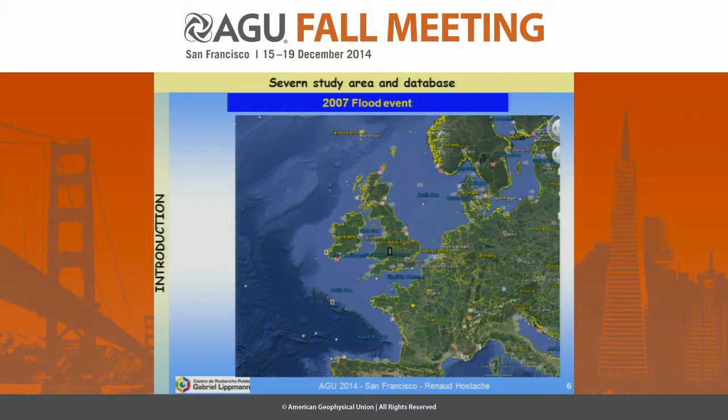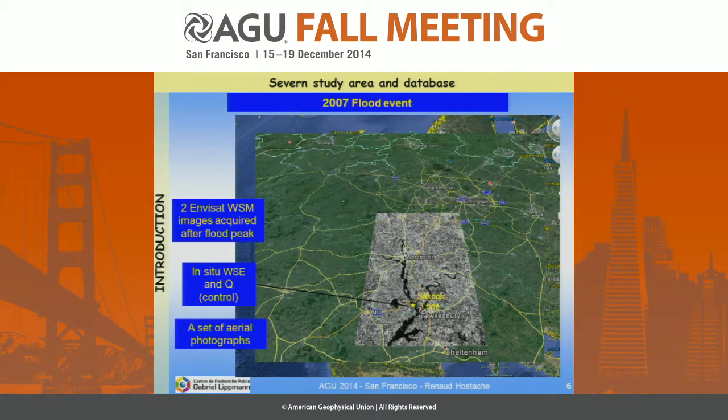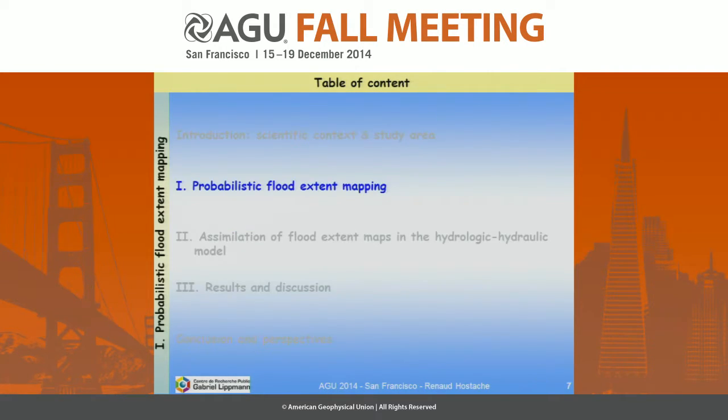The study area is the Severn River that was already mentioned by Paul Bates previously. The study area is close to Tewkesbury. We used as a test case the 2000 flood event. For this specific event, we got two Envisat wide swath mode images acquired just after the flood peak, so during high waters. As evaluation and validation of our method, we will use in situ observed water surface elevation and discharge data. And in addition, and not least, we got a set of aerial photographs that were taken during the flood event.